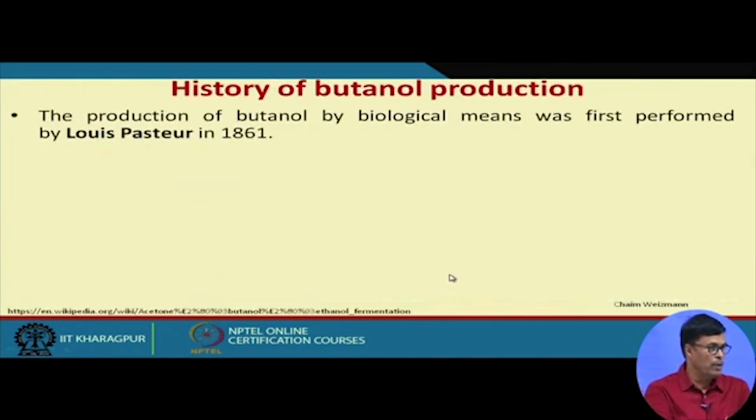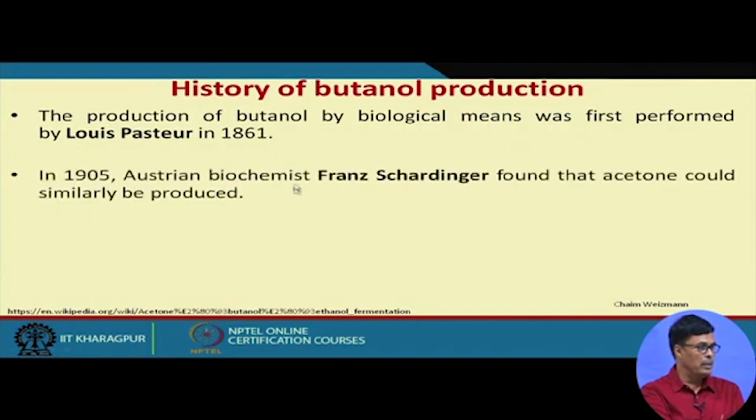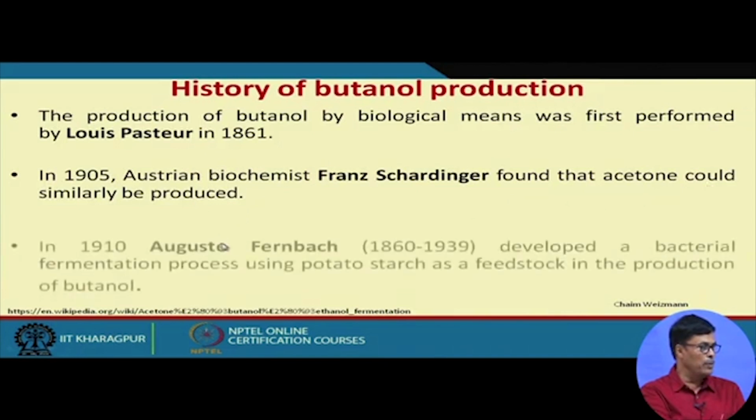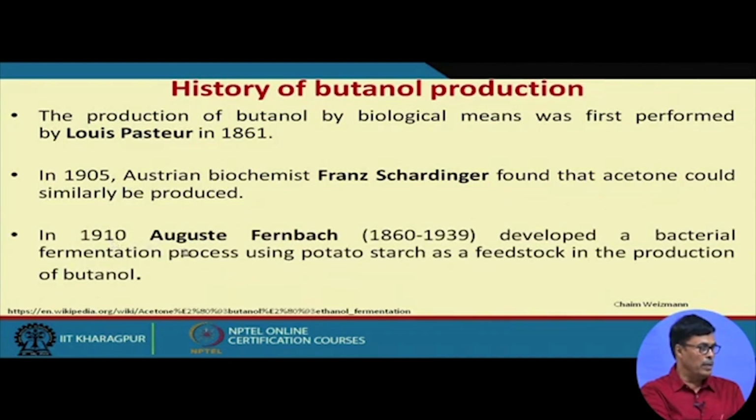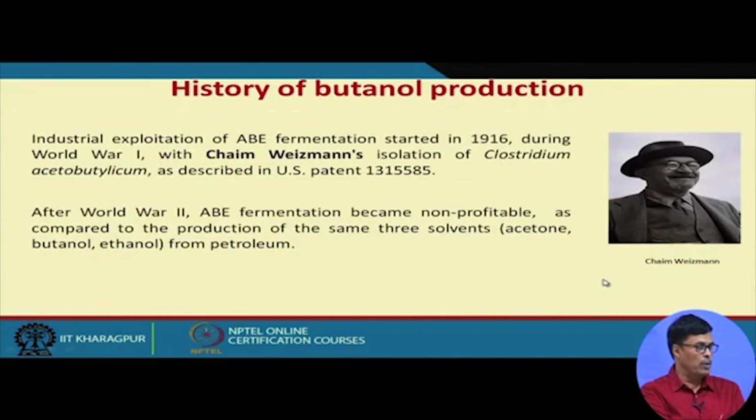Now, the history of butanol production. The production of butanol by biological means was first performed by Louis Pasteur in the year 1861. In 1905, the Austrian biochemist Schardinger found that acetone could be similarly produced, and in 1910, Fernbach developed a bacterial fermentation process using potato starch as a feedstock in the production of butanol.